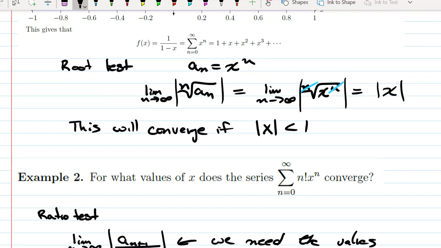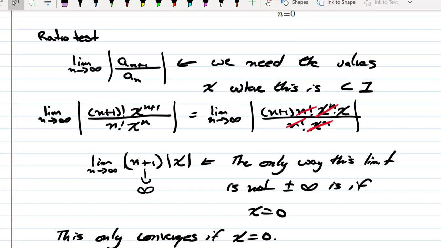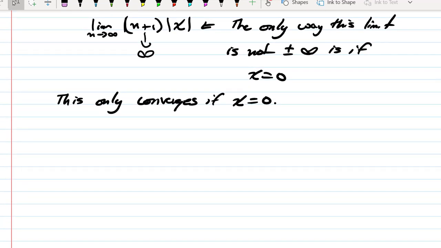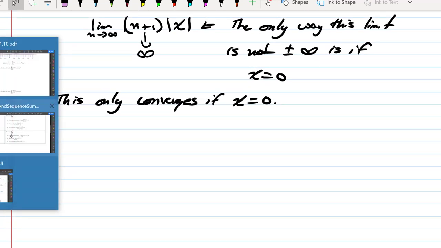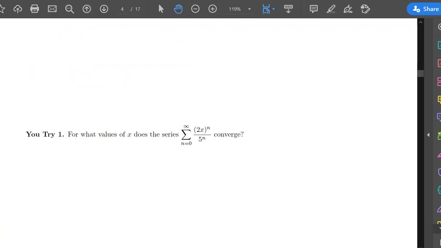So in our first example, we had it converge if the absolute value of x was less than 1. Here it converged if, and only if, x were equal to 0. So the next one is for you guys. So you try number 1.